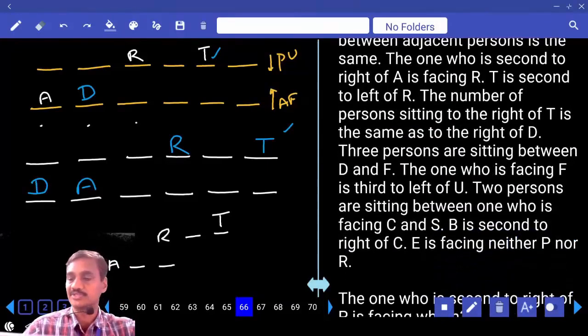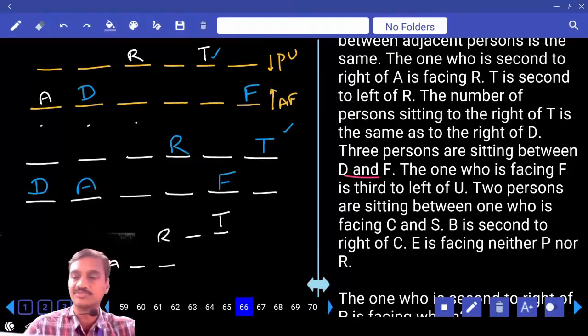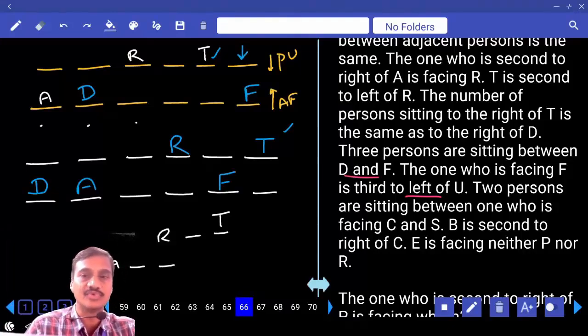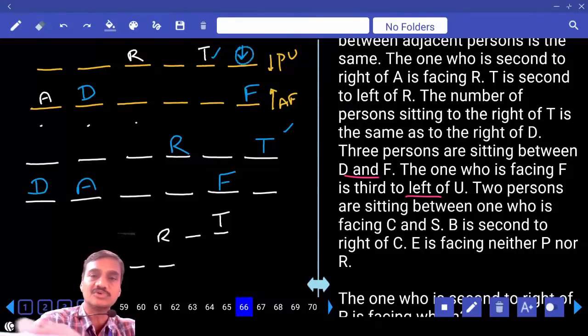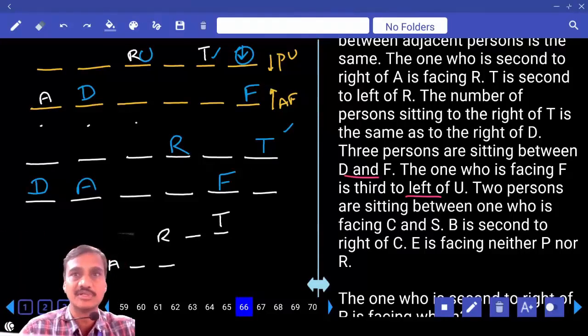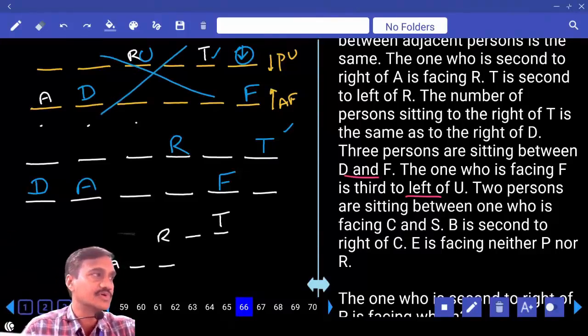And next one, 3 persons are in between D and F. In between D and F there must be exactly 3 persons. F is here. Now in this case, F must be at this place, 3 persons between D and F. The one who is facing F is third to the left of U. Whoever is facing F is third to the left of U. As of now this person is third to the left of R. That means R and U must be in the same place. Is it possible? Not possible. 2 persons cannot be seated at the same place, and the first case is invalid.